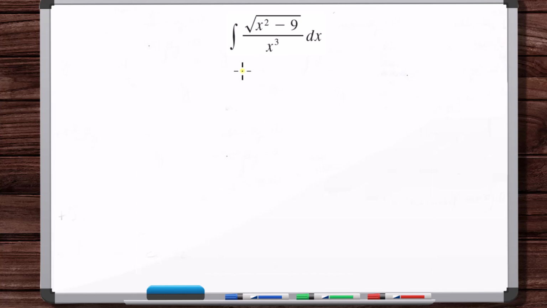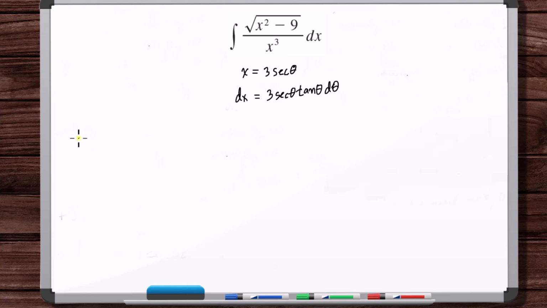So we're going to say that x is equal to 3 secant theta. Okay, so dx d theta is 3 secant theta tangent theta. Therefore, dx is equal to 3 secant theta tangent theta d theta.